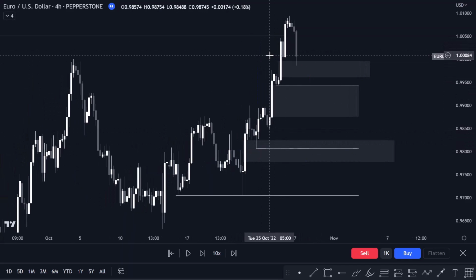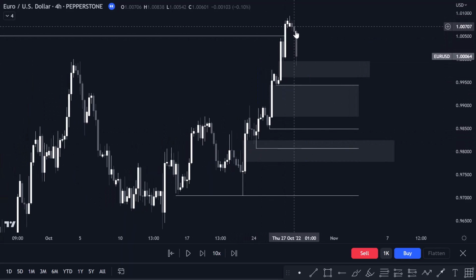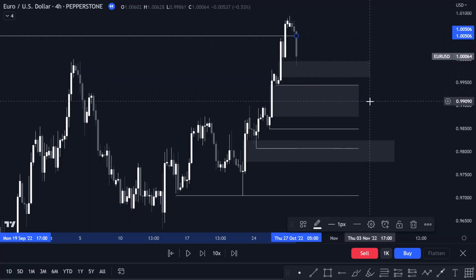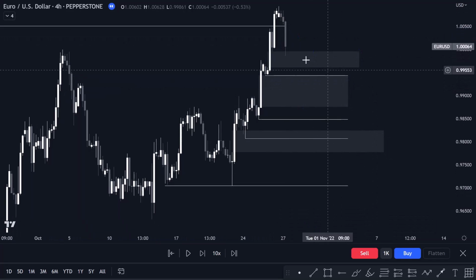So for now, as price did a sweep and then goes back to this range, you see, the price comes back here. That means I'm bearish for now. So I can look for lower time frame entries right here, and then I'll only go short.